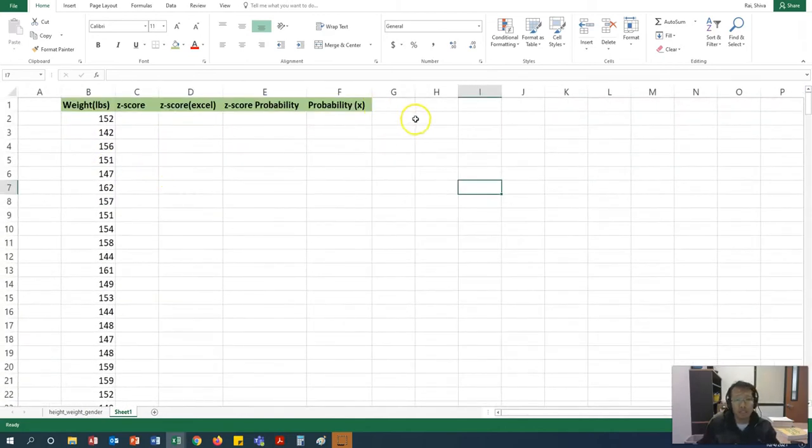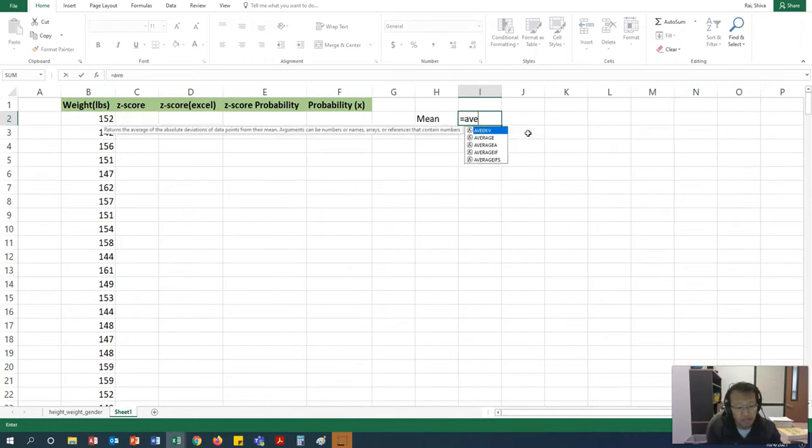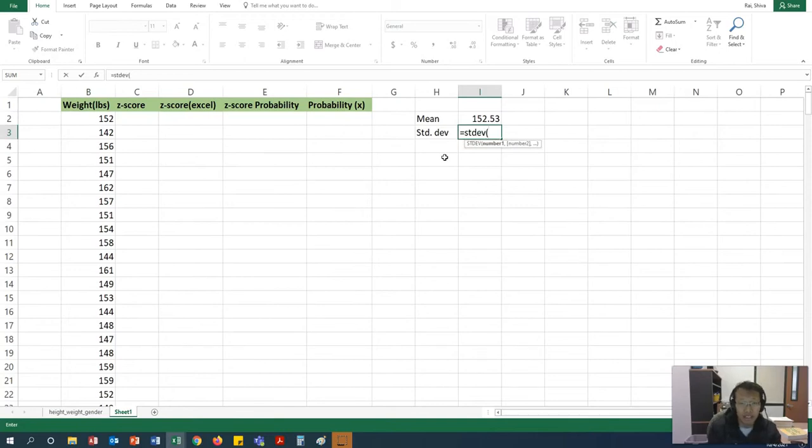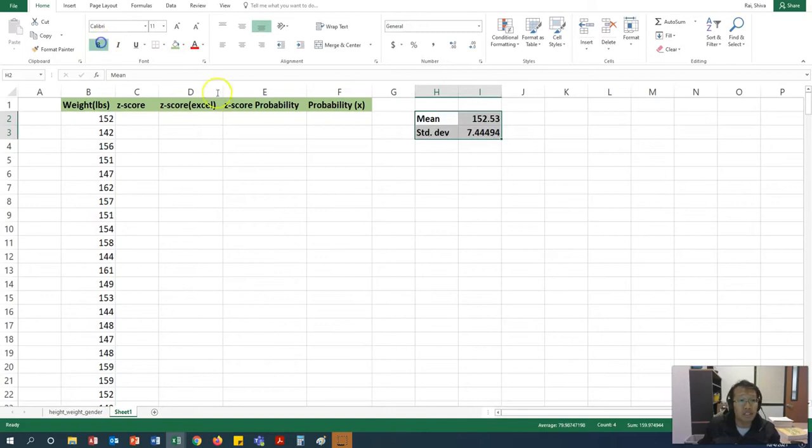And now for the z-score we need to figure out the mean and standard deviation. So for the mean, you can go for equals average, and what are your data points? The data points are from B2 up to B301. And the same for the standard deviation, STDEV. So that's it. This is our mean and standard deviation.